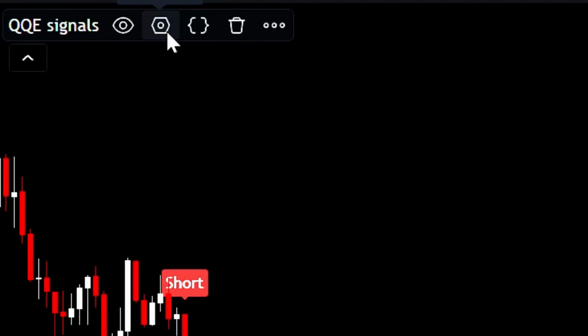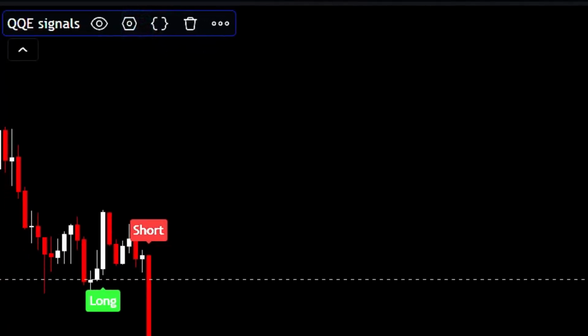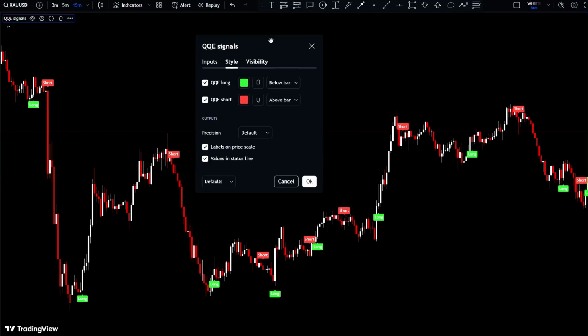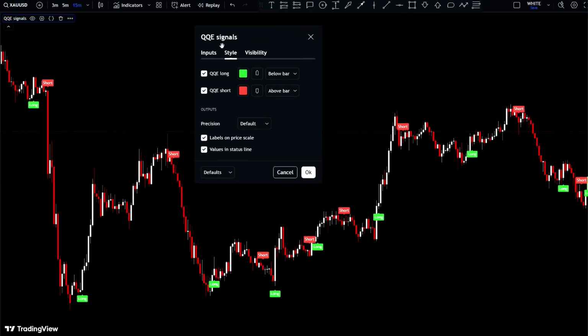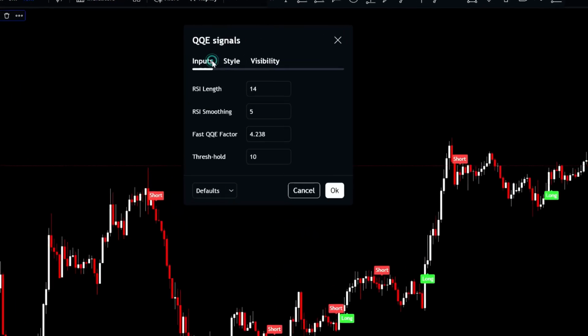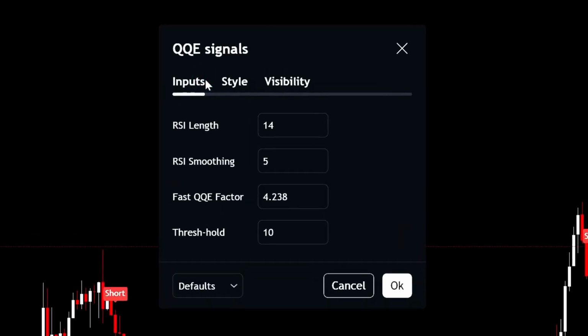Time to optimize it. Go to the QQE signal settings, usually by clicking a gear icon right next to the indicator name. We're going to focus on the inputs tab. Here we'll adjust a couple of key parameters. First, we're going to change the RSI length to 9. This shortens the lookback period, making the indicator more responsive to recent price action.